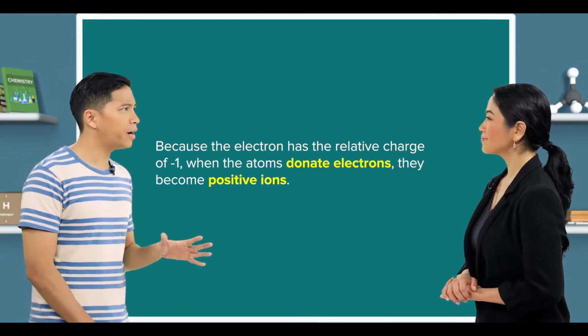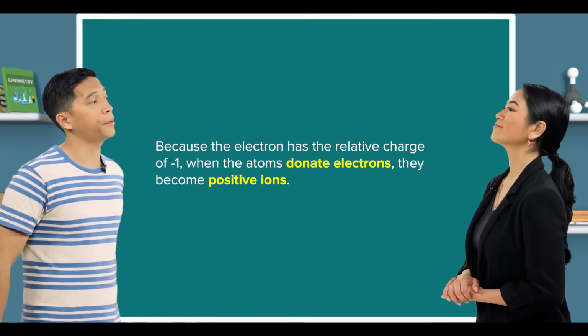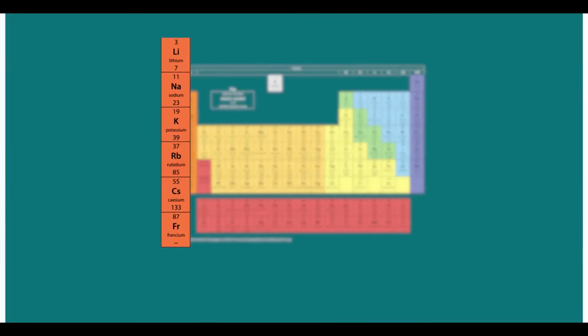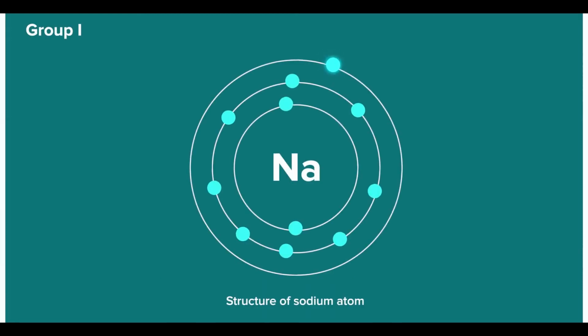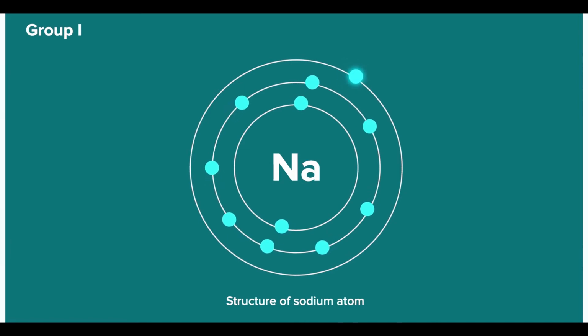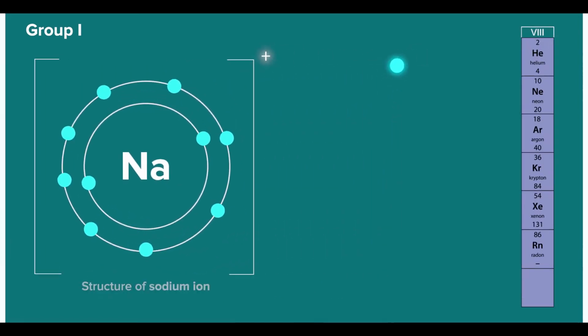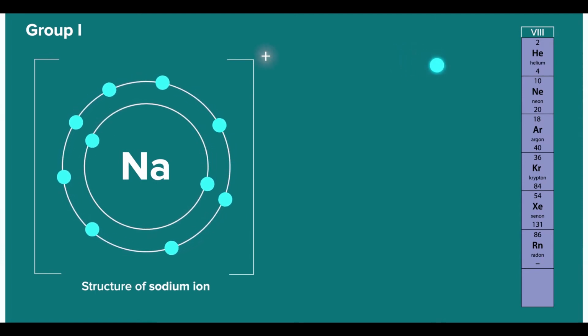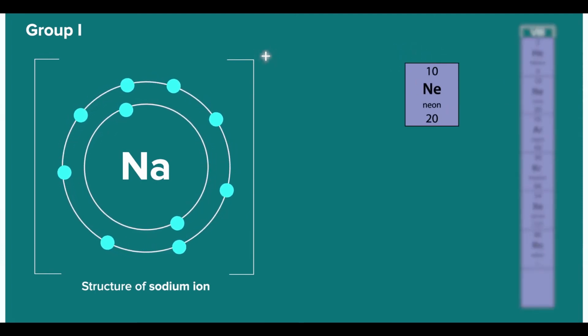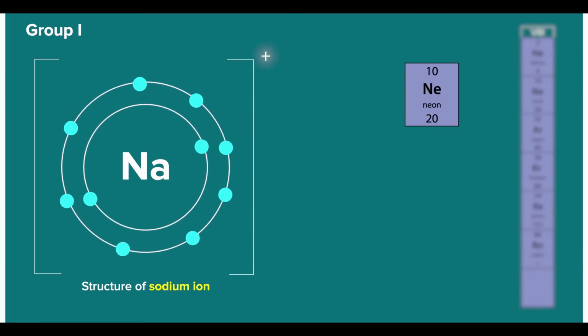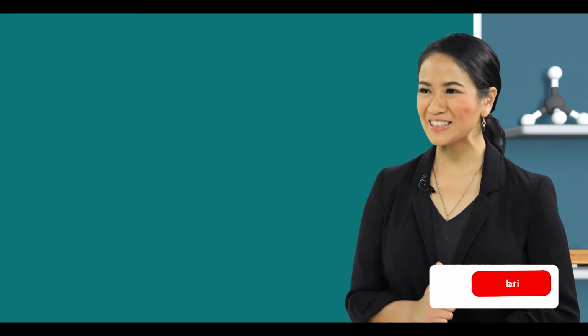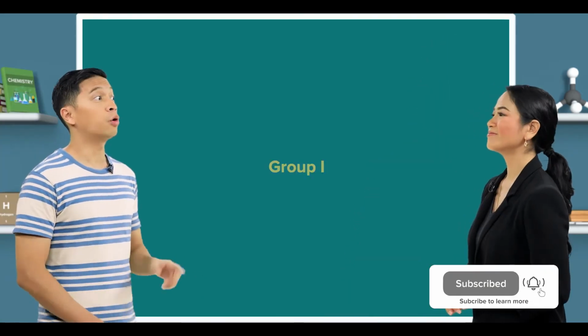Okay, let me see if I understand what you are trying to say. Let's look at group 1. All group 1 elements have 1 valence electron. Using sodium as a representative of group 1, if it donates 1 electron, it will achieve the stable noble gas configuration of neon. Thus, it becomes a sodium ion with a +1 charge. Well done! Okay, that is for group 1.